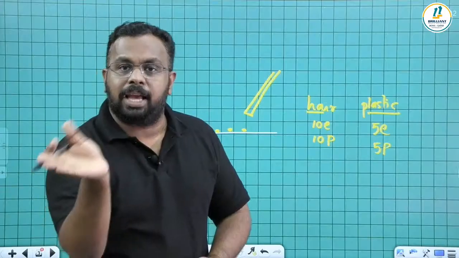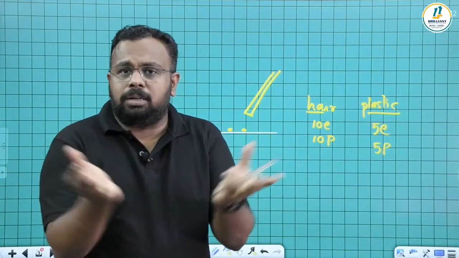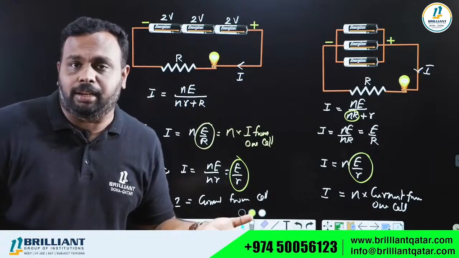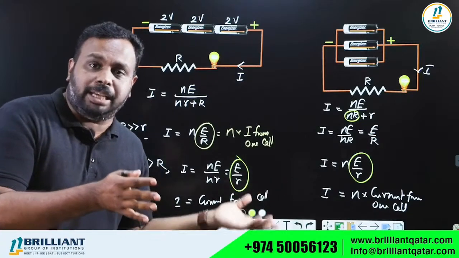Hi everyone, welcome to the amazing channel of Brilliant Qatar. In a circuit, cells can be connected in series or in parallel. So in which case will we get more current, or maximum current?